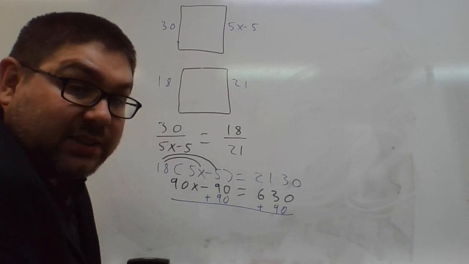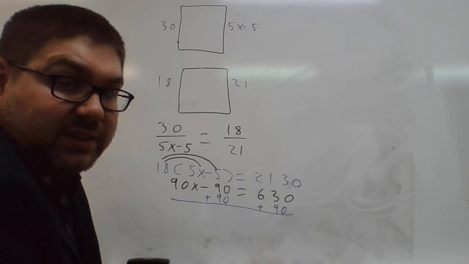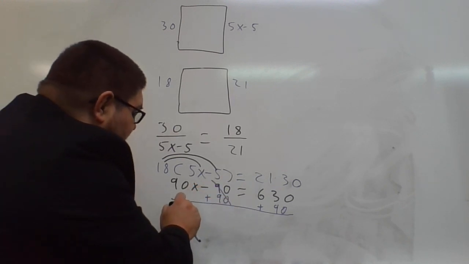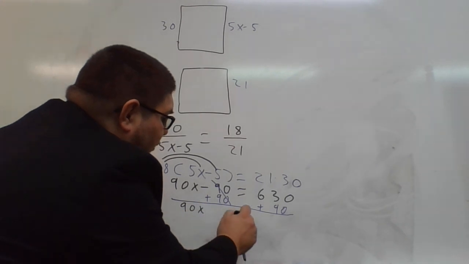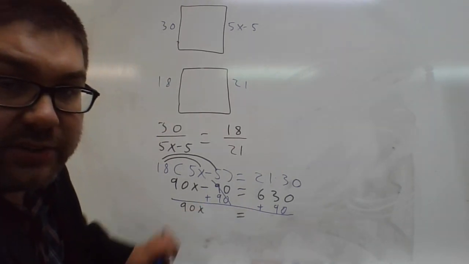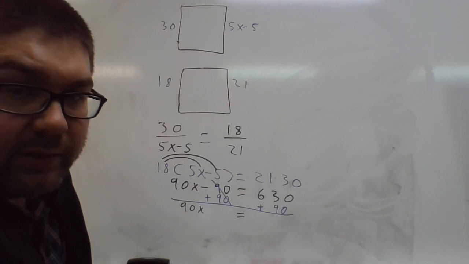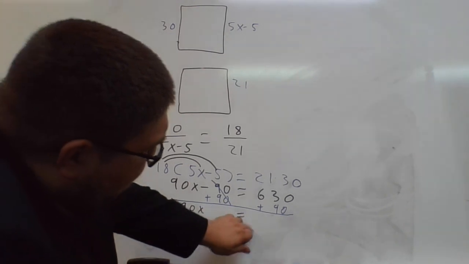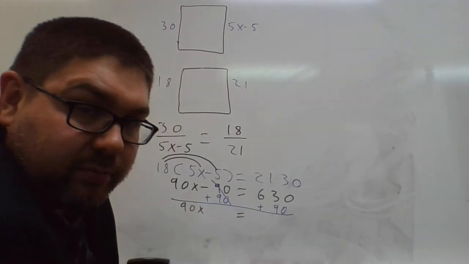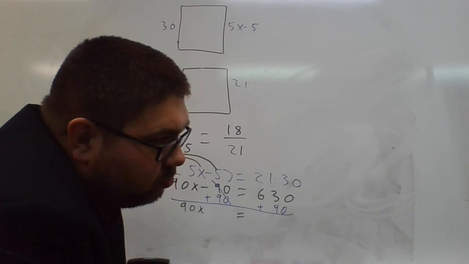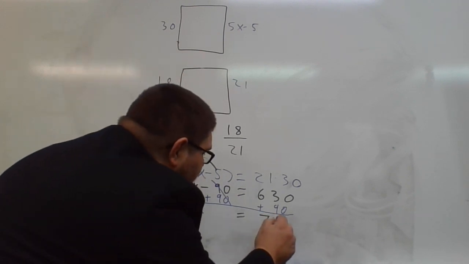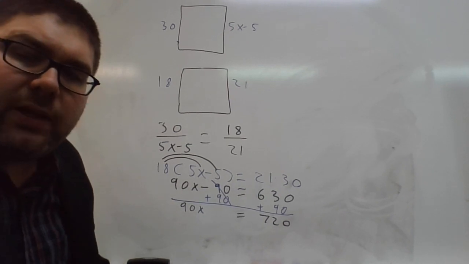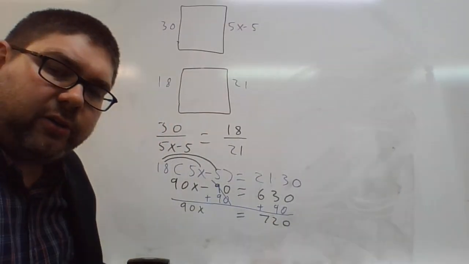Because plus 90 is the inverse operation of minus 90, and we want that to go bye-bye. So 90x equals, with the 90s canceled out and the 90x came down, 90x equals 630 plus 90. 630 plus 90 is 720. Again, if you need to, use a calculator.